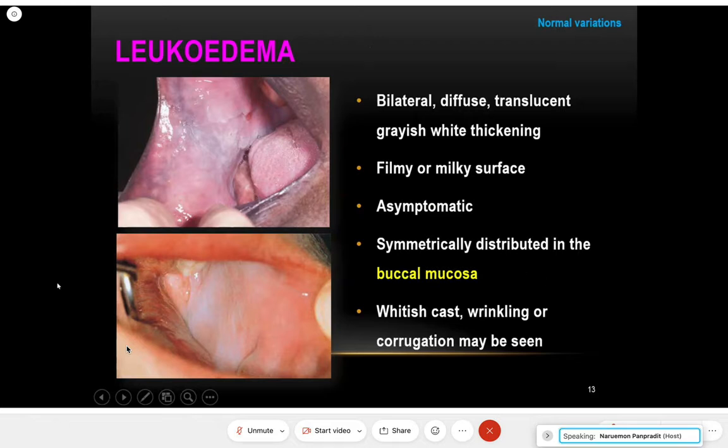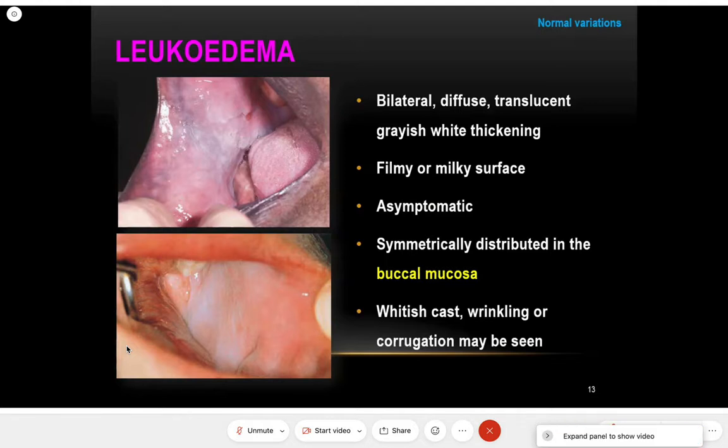leukoedema. Most of the surface is smooth, but sometimes wrinkled or corrugated. So the upper picture looks a little wrinkled, but the lower looks more smooth. And sometimes it's not only white, sometimes it reflects a gray white. When you notice the border, it feels like normal. You cannot see a sharp border. It blends into the surrounding normal mucosa.